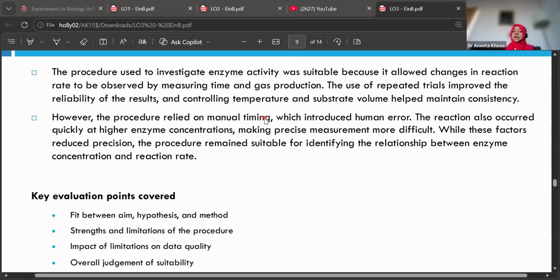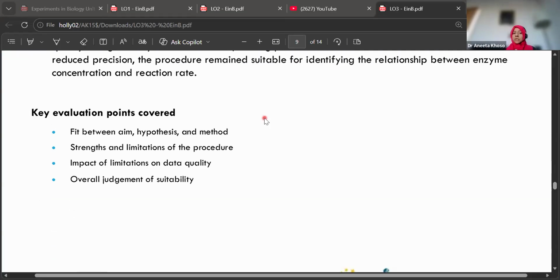However, the procedure relied on manual timing, which introduced human error. The reaction was also occurring more quickly at a higher enzyme concentration, which makes precise measurement more difficult. While these factors reduce precision, the procedure remains suitable for identifying any relationship between enzyme concentration and the reaction rate.